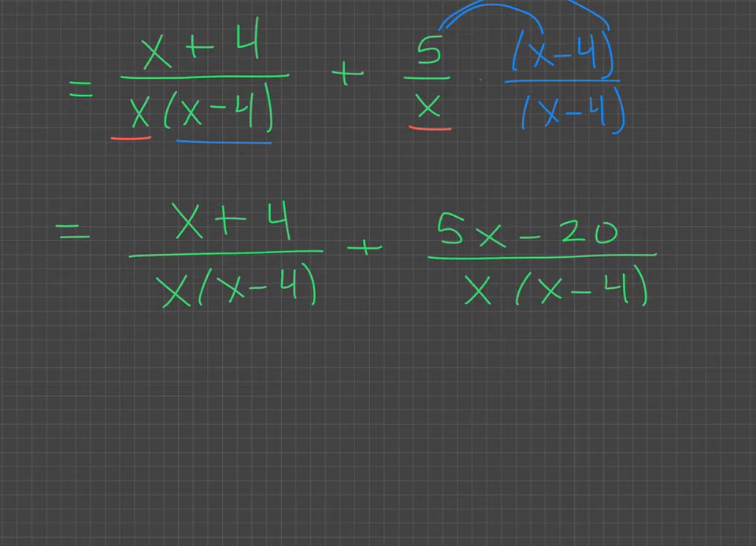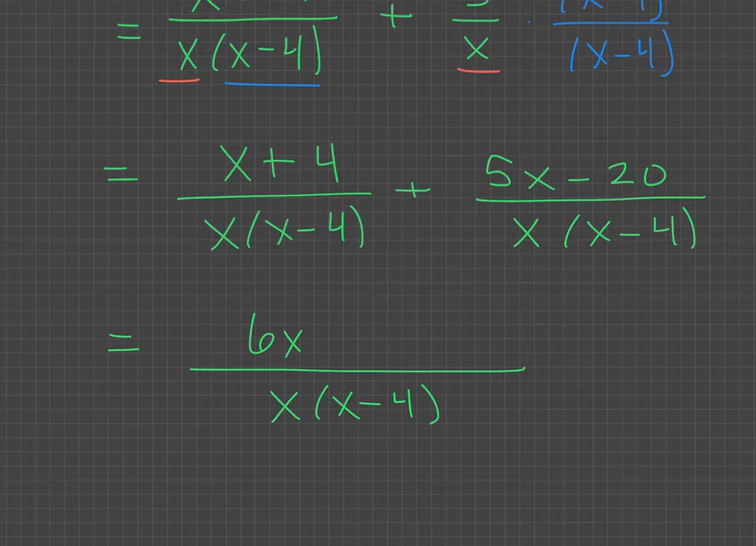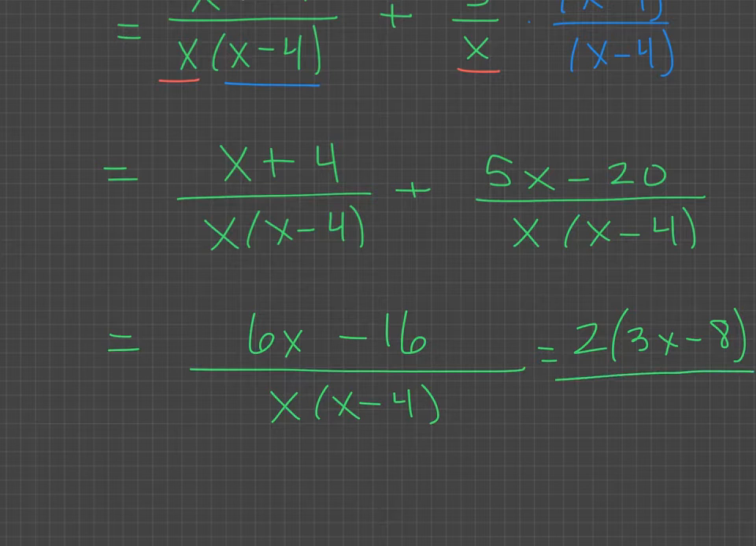Last step, add across the numerator. And our denominator is that common denominator that we just found. So x plus 5x, we get 6x, and 4 minus 20 will give us a negative 16. Now we can factor that numerator. We can bring out a 2. We'll get 3x minus 8. It doesn't give us any factors that we can cancel with the bottom, but that's the kind of thing that we would want to check and just make sure that we don't end up with common factors top and bottom that we can cancel out.